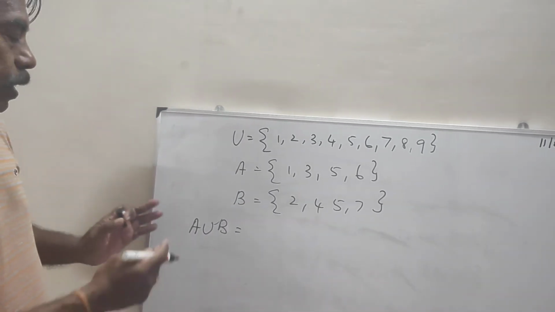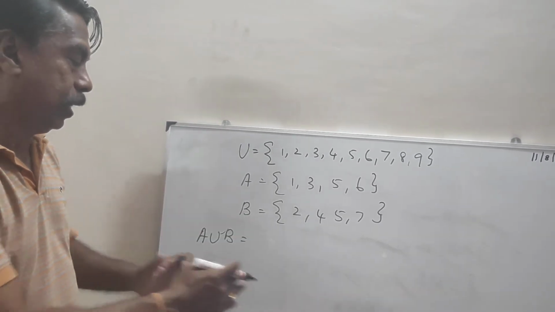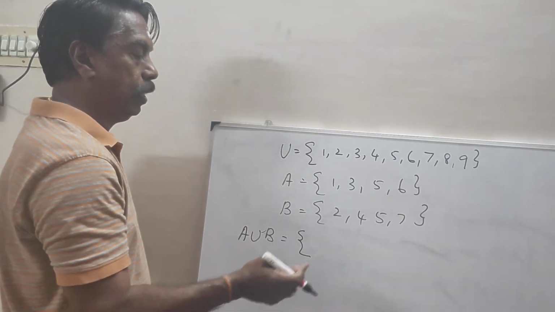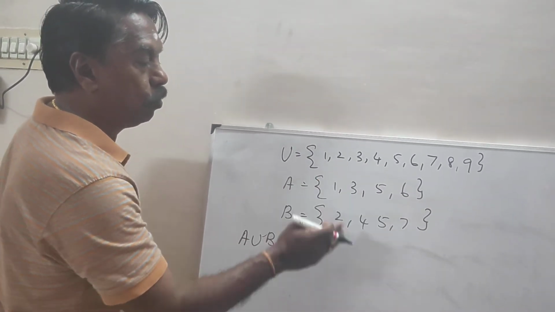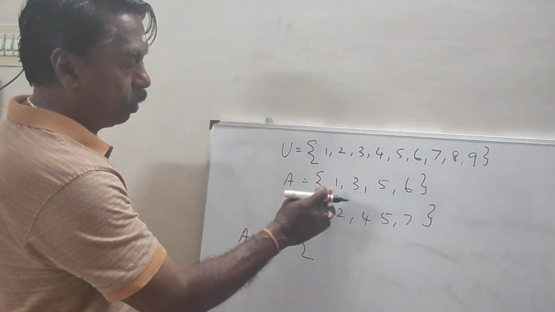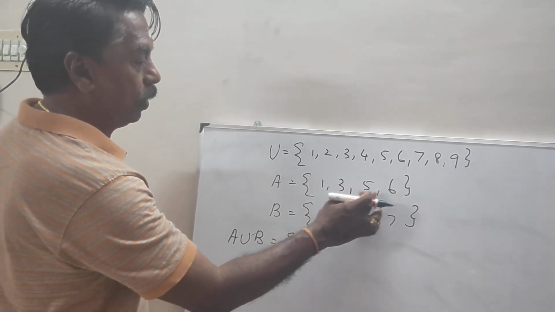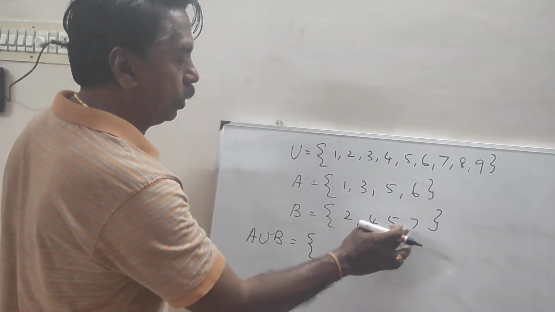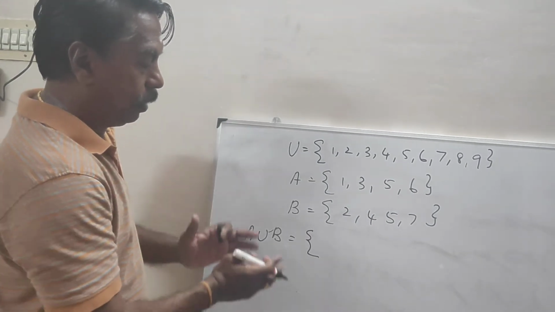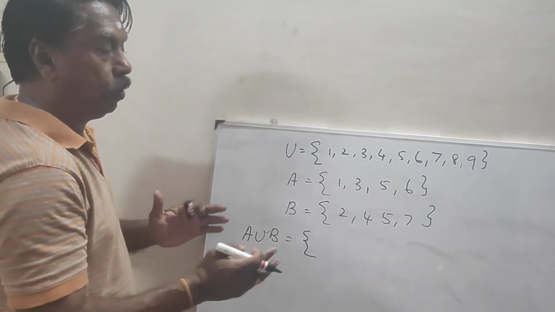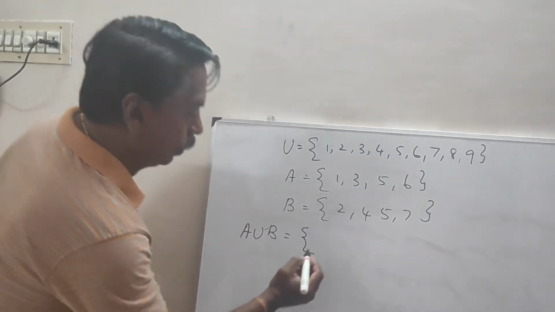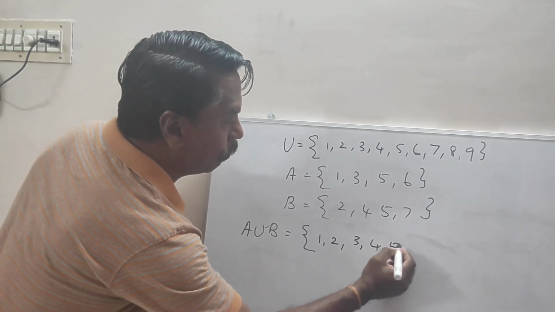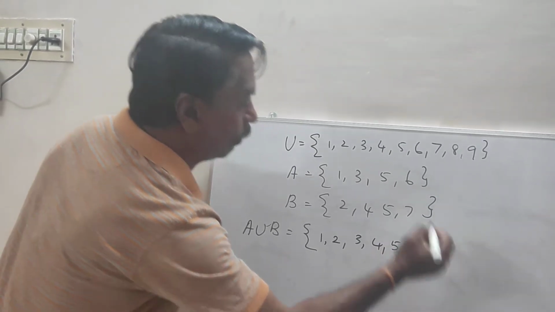Then what are all the elements that come to A union B? As I said earlier, the set of all elements that belong to A, that belong to B, and also both. So what are all the elements that belong to A? 1, 3, 5, 6. The set of all elements that belong to B is 2, 4, 5, 7. So we combine and write these together. See to it that no element is repeated. Now it is 1, 2, 3, 4, 5, 6 and 7.